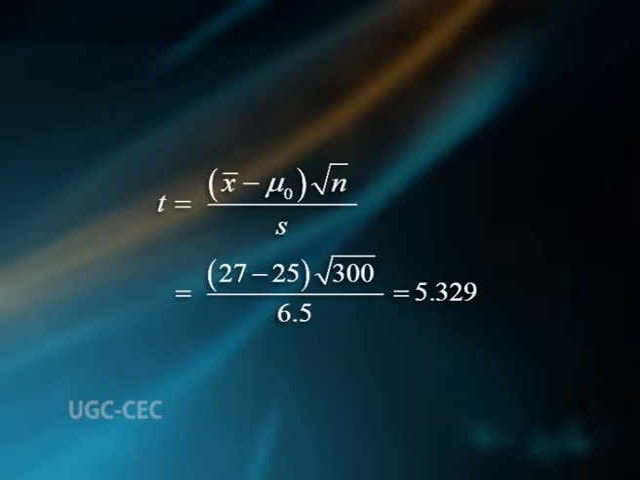The population standard deviation is unknown, but since it is a large sample, approximate the population standard deviation with the sample standard deviation. Then the test criterion is t equal to (x bar minus mu naught) into square root of n divided by s, that is, (27 minus 25) into square root of 300 divided by 6.5, that is 5.329. Given alpha equal to 0.05, from the standard normal table t alpha equal to 1.65.